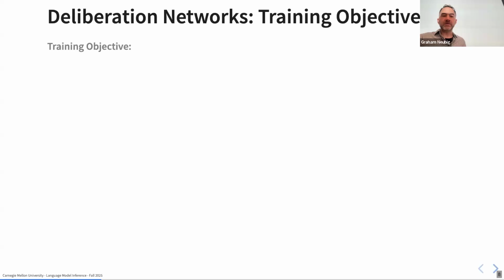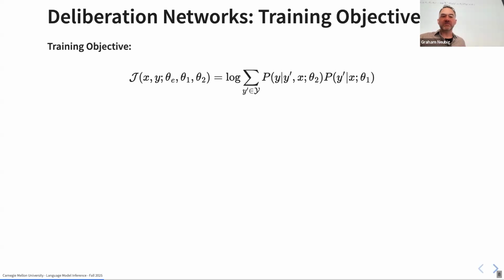And the way they did this is they had a training objective where basically they expressed their objective as being the log probability of the final output conditioned on the intermediate output. So y prime is the intermediate output, and y is the final output. And they have theta E here. This is the theta for the encoder model because they were using encoder-decoder models back then. You can just ignore this for now.